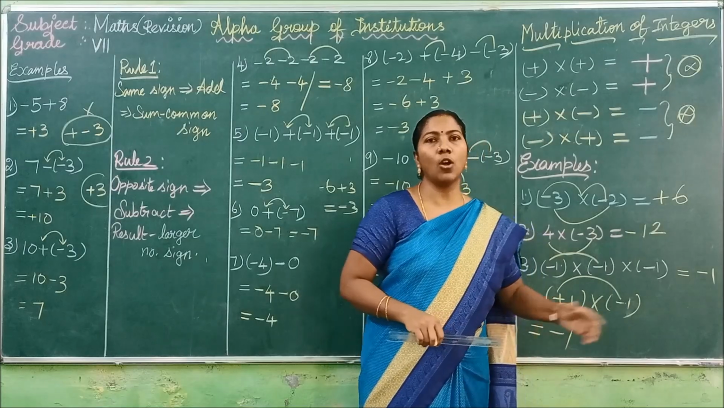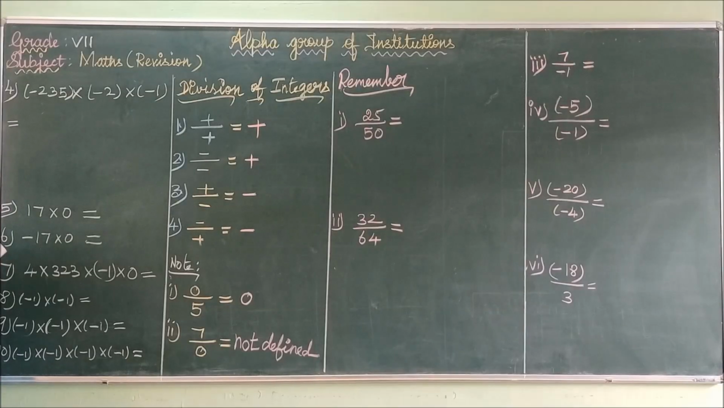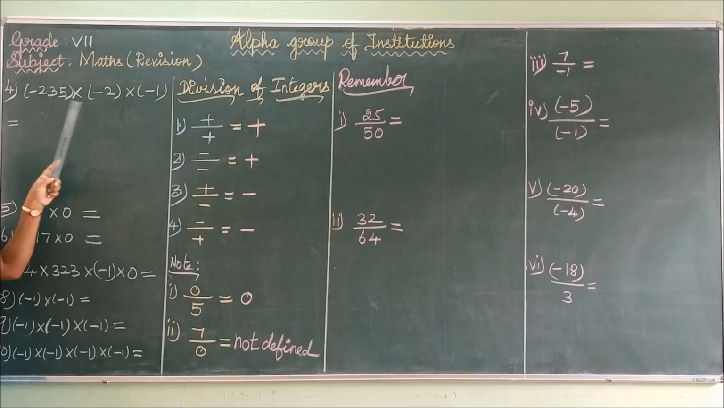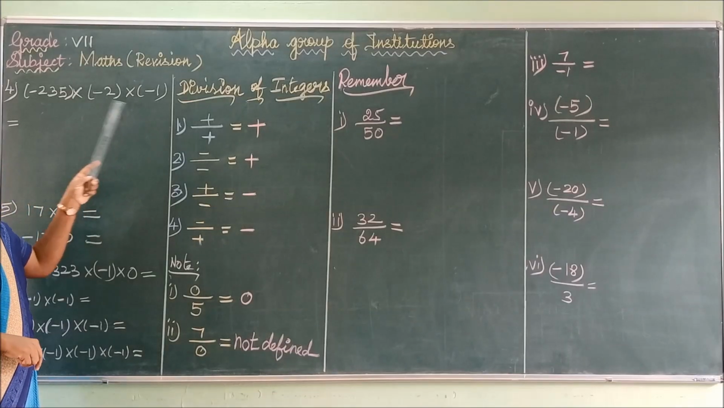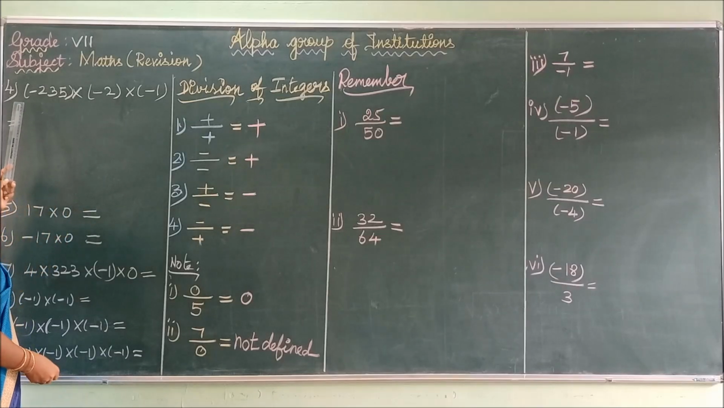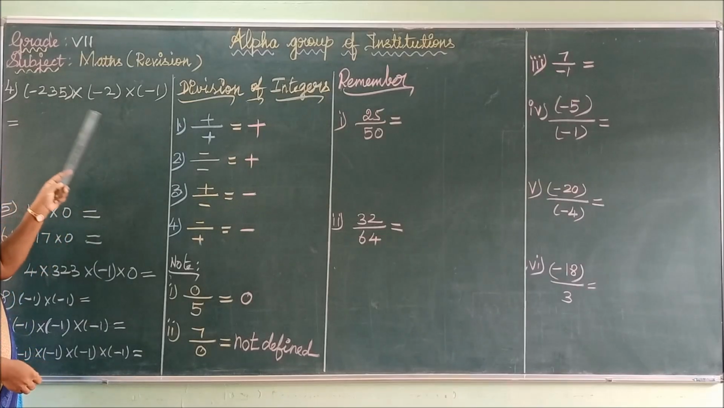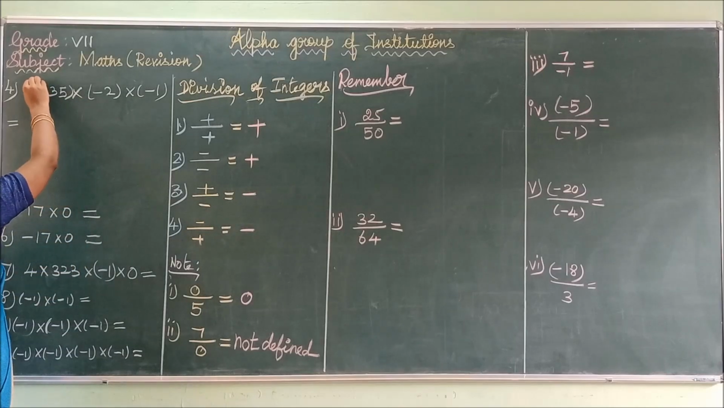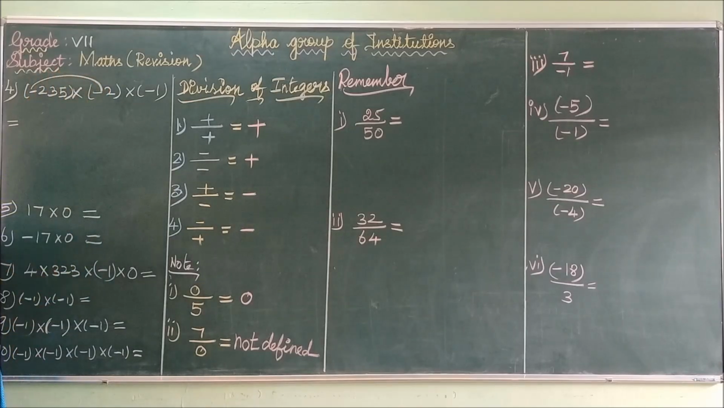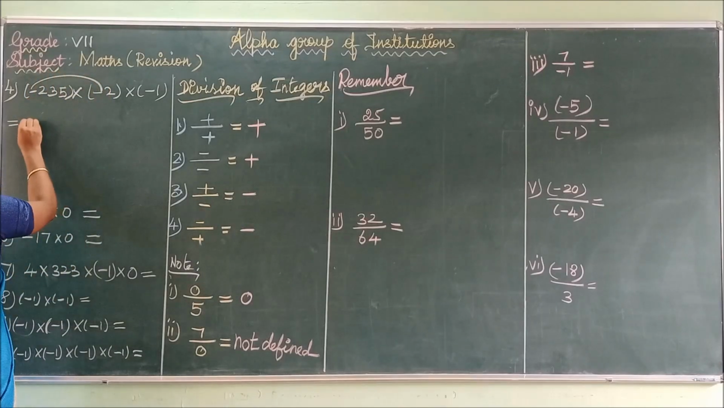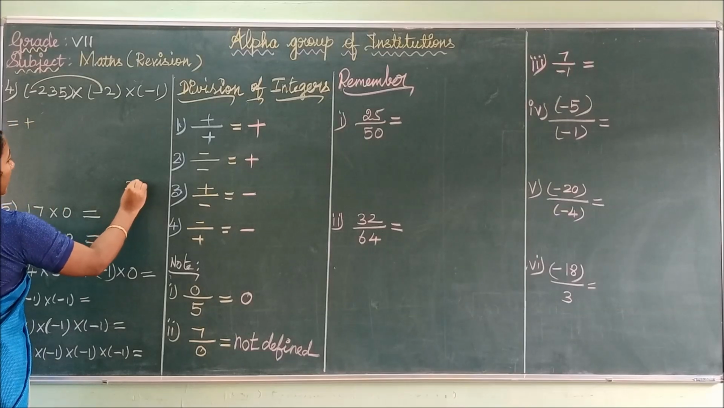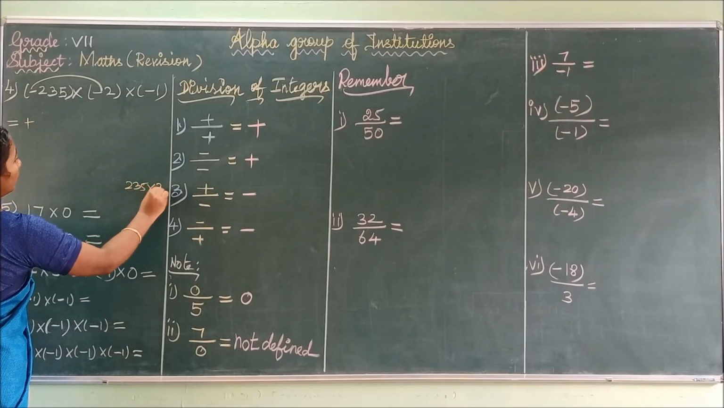I hope you understand how to multiply the integers. Let us see some more examples. See here. Minus 235 into minus 2 into minus 1. We have to multiply these three integers. First of all, I am going to multiply the first two integers. Before multiplying the integers, you have to multiply the symbols. So minus into minus, plus. Next, you have to multiply the values, 235 into 2.